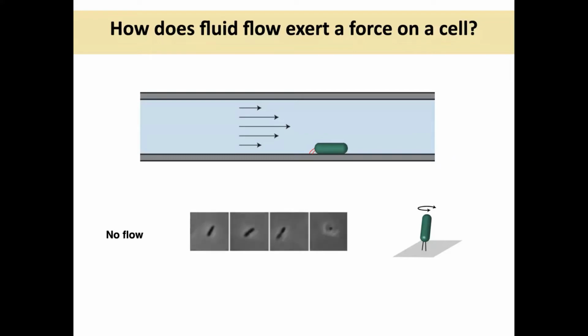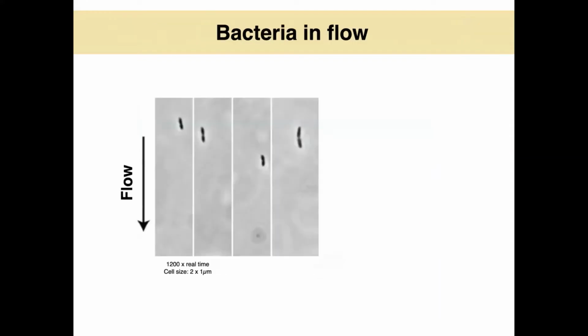So we first started with just single cells and we wanted to see what happens when they start growing. We started with a single cell here and it's just bobbing around. It's bobbing around because there's a little Brownian motion. And what we're gonna do is turn on the flow to simulate what happens inside a living organism.